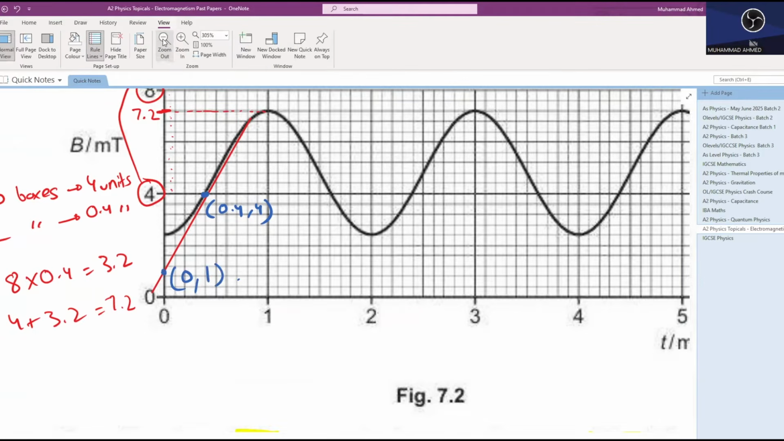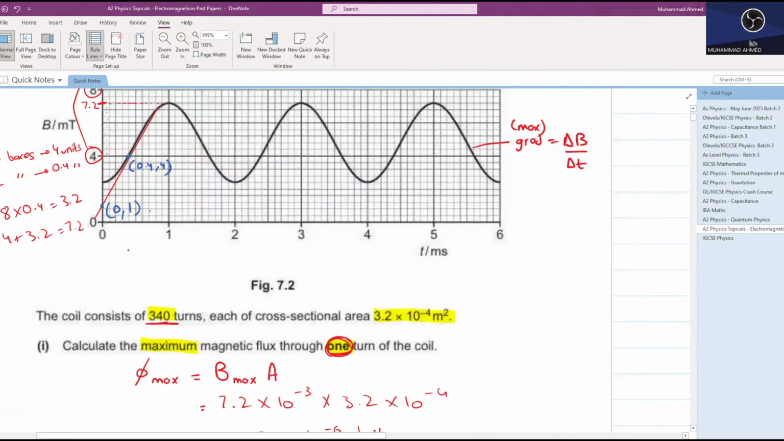Okay, can I calculate the gradient here? Yes, gradient is equal to (y2 minus y1) over (x2 minus x1), that is (4 minus 1) over (0.4 minus 0). This comes out to be 3 divided by 0.4, that is roughly equal to 7.5.